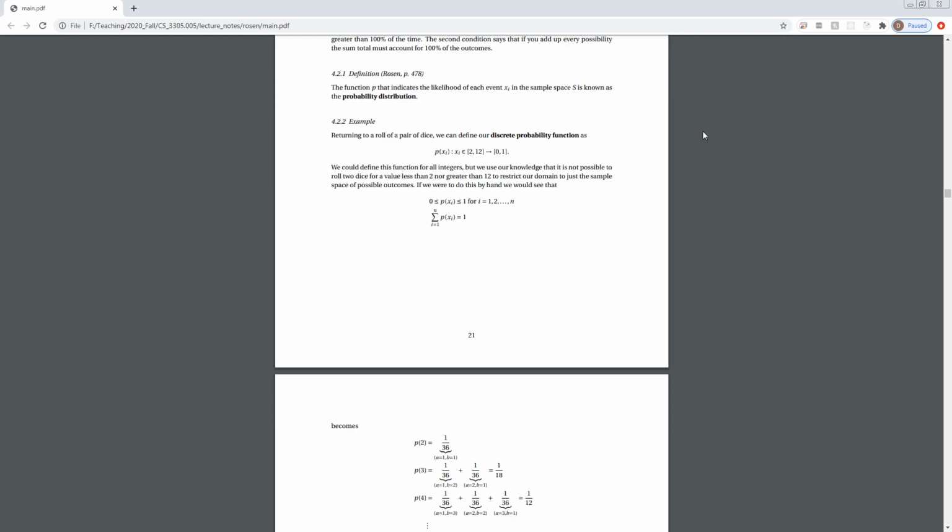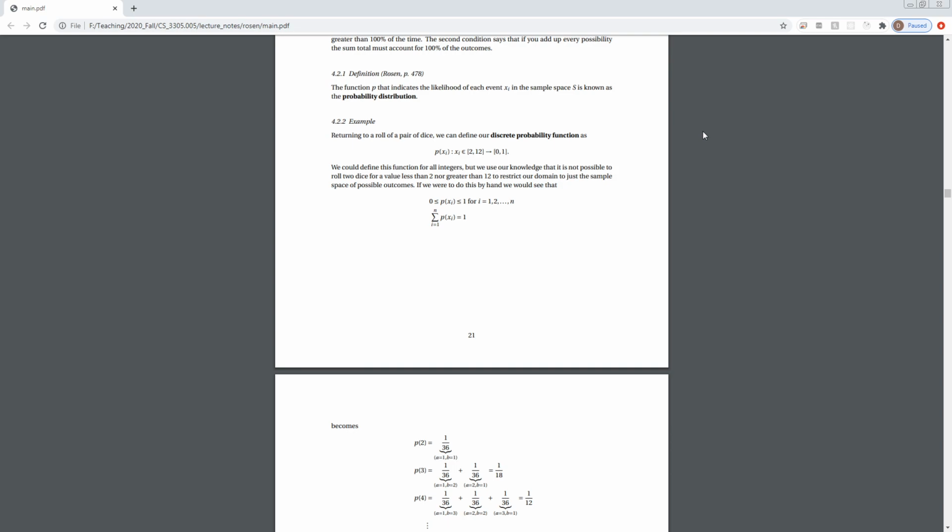So, a probability distribution is a function, and it indicates the likelihood of any particular event. So for the roll of the two dice, P would give you the probability of getting a 2, a 3, a 4, and so forth up to a 12. And those values are not going to be identical. They'll be symmetric, but they won't be identical. So they're symmetric about the value 7, I believe.